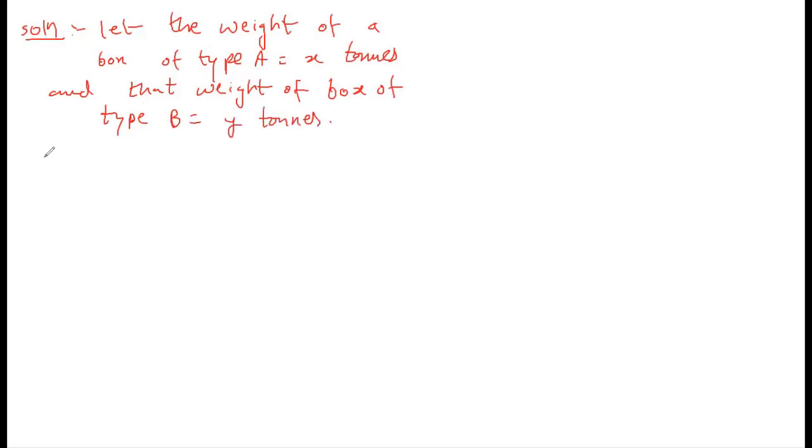So what is the first condition? The first condition says that the truck has capacity 10 tons. It means when 150 boxes of A type and 100 boxes of B type are loaded in a truck, they weigh 10 tons. So the equation becomes 150x plus 100y equals 10.